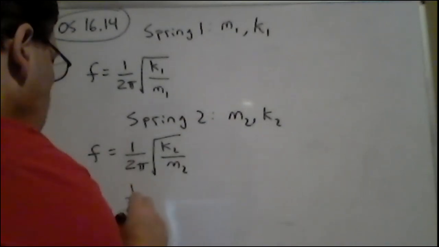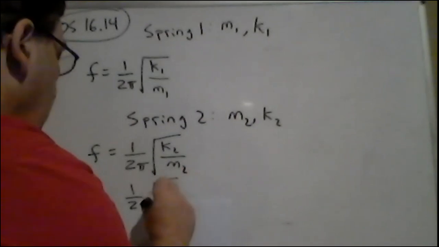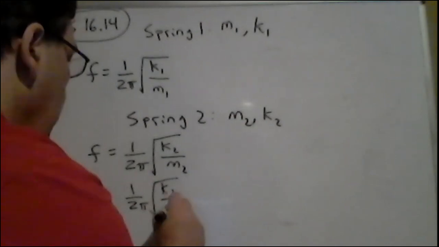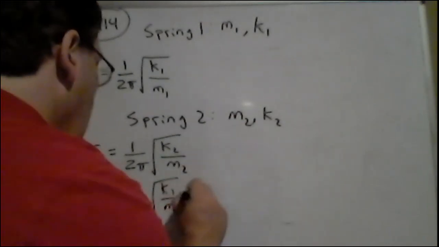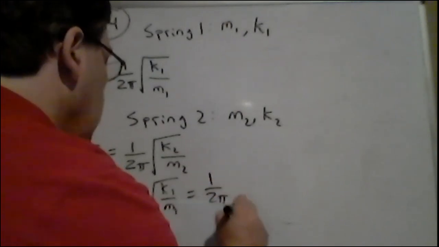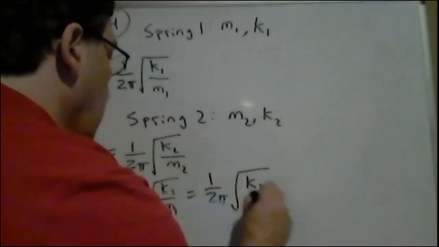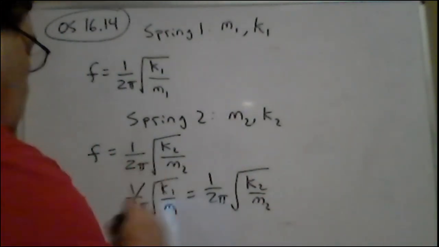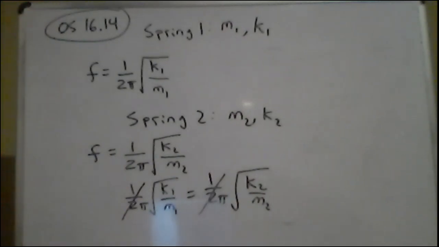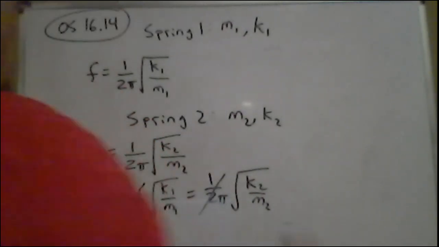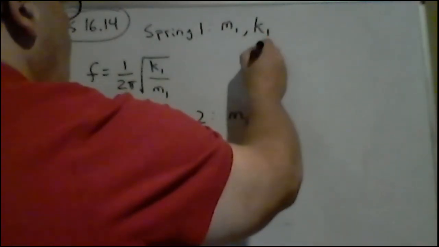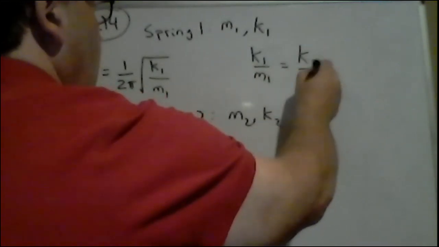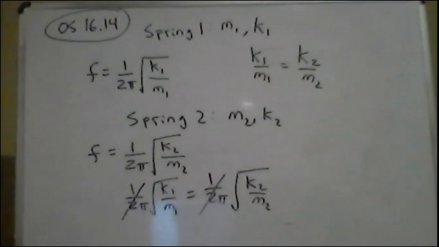So 1/2 pi square root of K1 over M1 has got to equal 1/2 pi the square root of K2 over M2. The two are equal. I can cancel out the 1/2 pi's, and I'll square both sides. And I'll find out that I have that K1 over M1 is K2 over M2. Okay, squaring both sides.